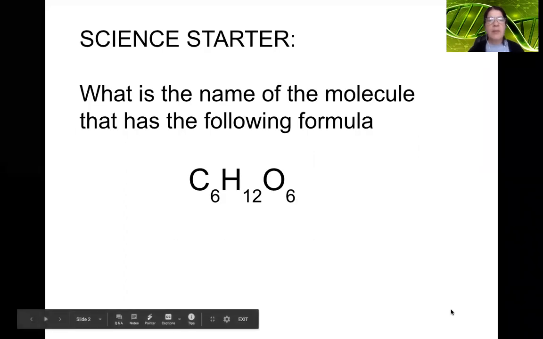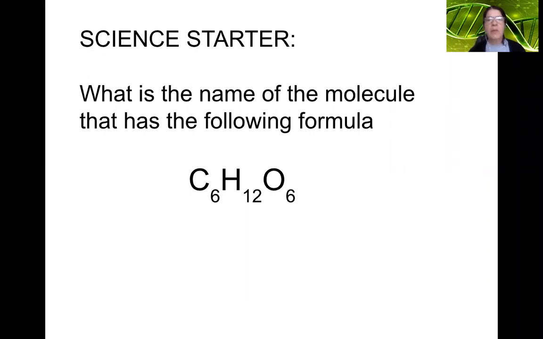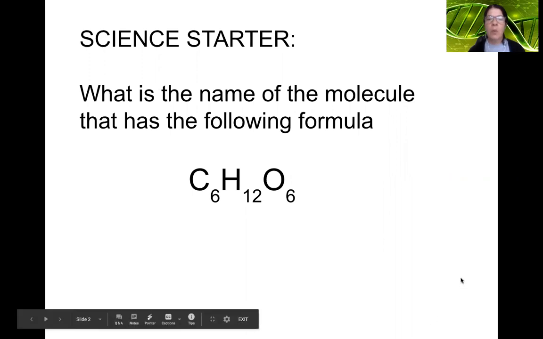So let's look at this formula. Is it familiar? What do you think the molecule is that has the following formula? C6H12O6. Now I want you to pause the video and think about it. What is the name of this formula? Where have you seen it? What is this molecule called? Once you've had a chance to try and figure out what the answer is, you can continue with the video.